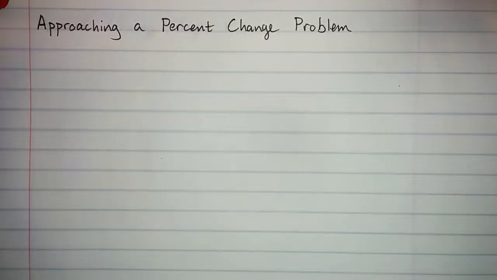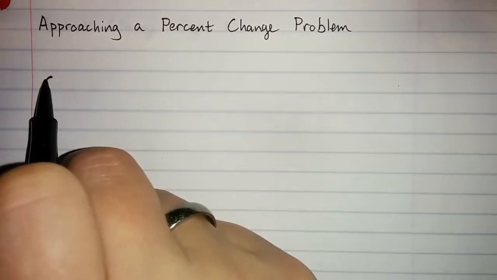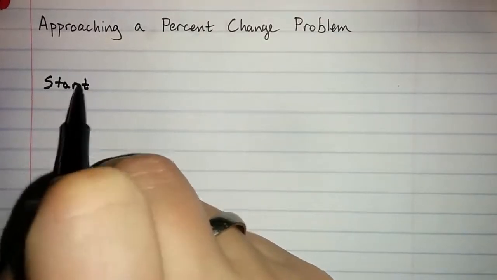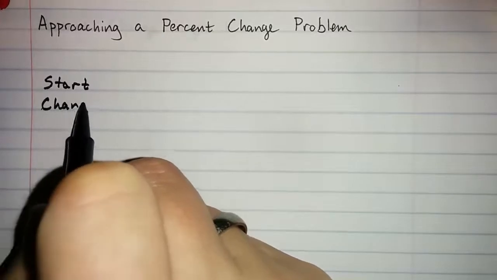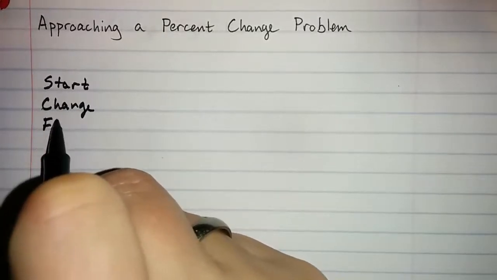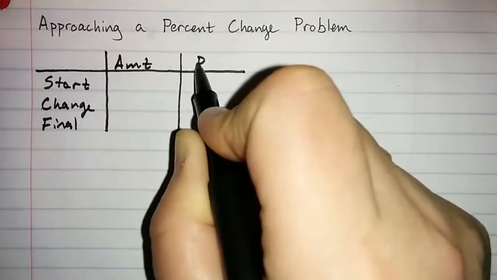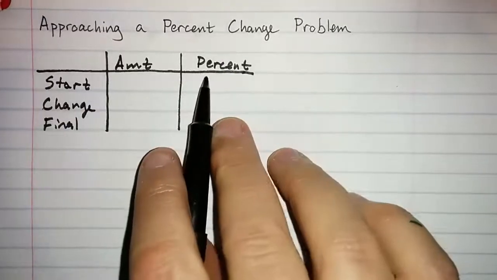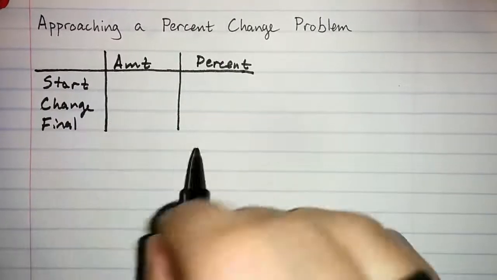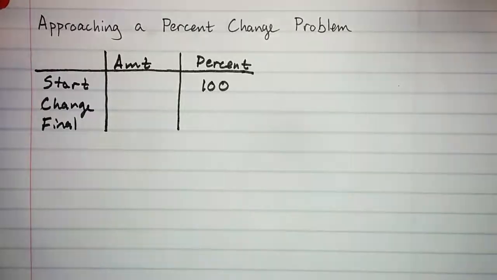What do we do then when we see a problem involving percent change? There are 5 different quantities that could be involved in a percent change problem. We can be concerned with where we start, how much we change, and where we end up. We can be concerned with amounts or percents. And of course, these are all percents of the starting amount, so this will always be 100.